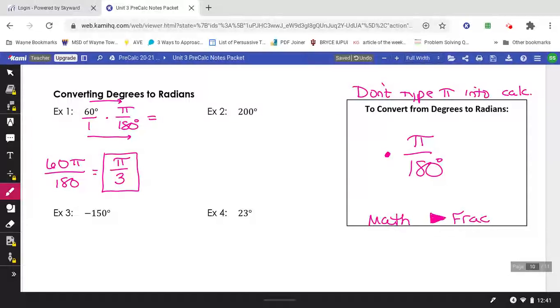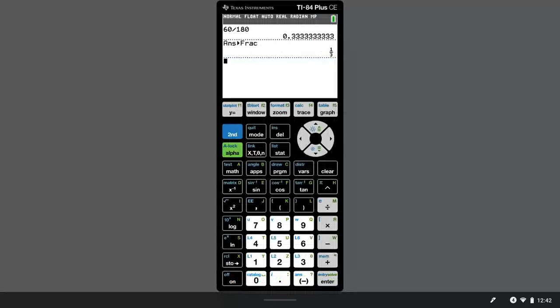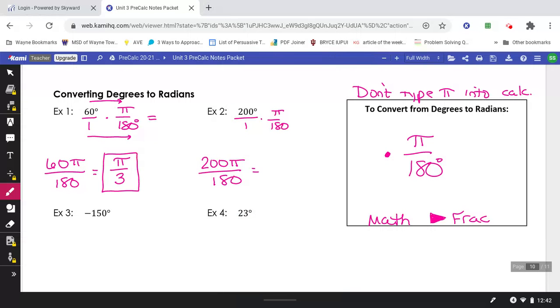All right, let's practice a few more. Put that over 1, multiply by pi over 180. 200 pi over 180. And again, don't type pi into the calculator. Do 200 divided by 180. Math, Enter, Enter. 10 over 9. So we'll write it as 10 pi over 9.